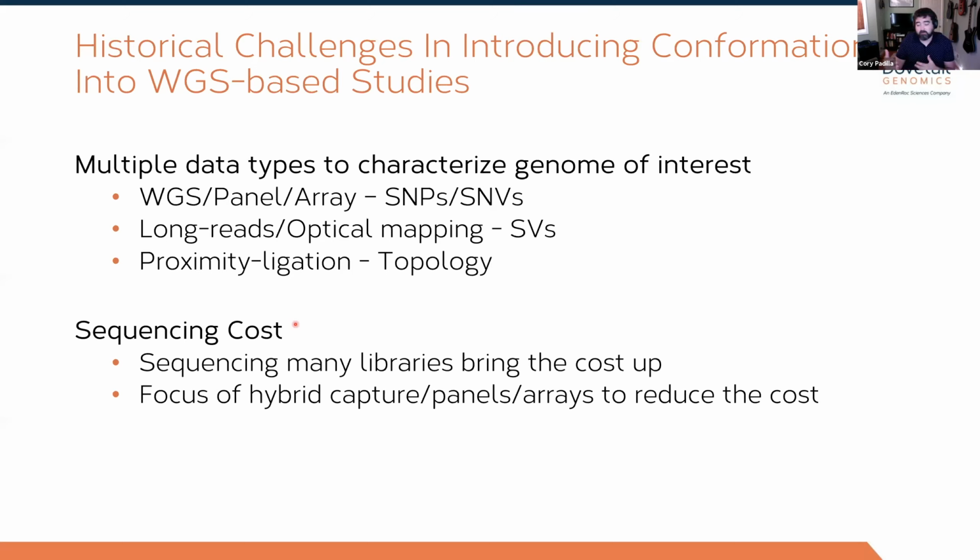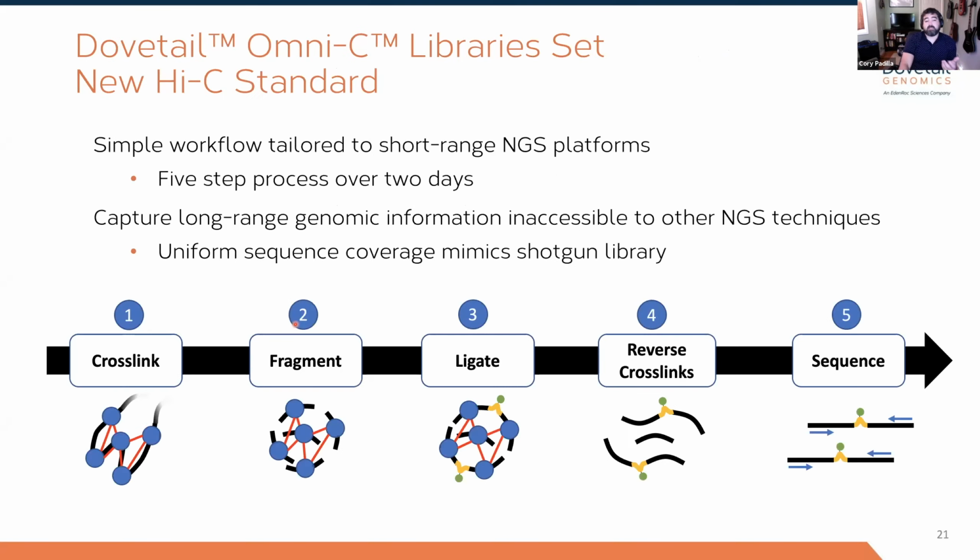And which has really kind of forced people to go into these hybrid capture panels and arrays like exome sequencing and things like that. And when you do that, you reduce your sequencing costs and you increase your resolution over those features, but you're also putting on your blinders to what else is going on. And so what we're going to talk about next is how our Omni-C data type really integrates all of those different approaches in a single assay. So in a single sequencing run, you'll be able to capture all of these features, right?